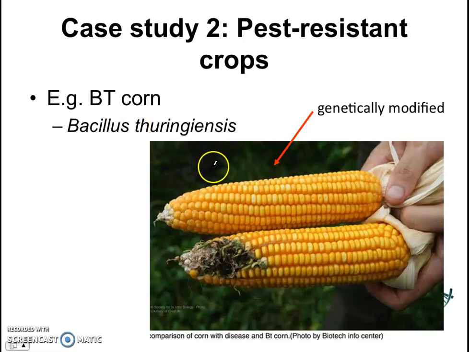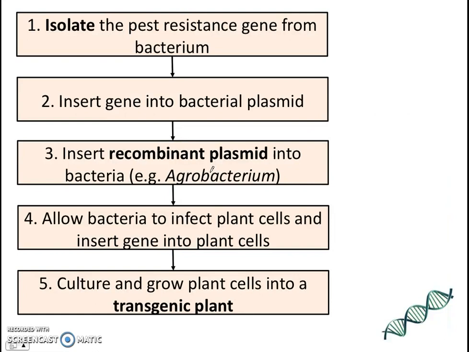I'm not going to give away too much because some of you will be researching on this corn, so please tell us more during your presentation. But essentially, here are the steps in making BT corn. So first, again, we isolate the desired gene. In this case, it is the pest resistance gene from that bacterium. Then we insert the gene into the bacterial plasmid, similar to what we did with the human insulin gene. And then we insert the recombinant plasmid back into the bacteria. Again, similar to what we did with the human insulin gene.